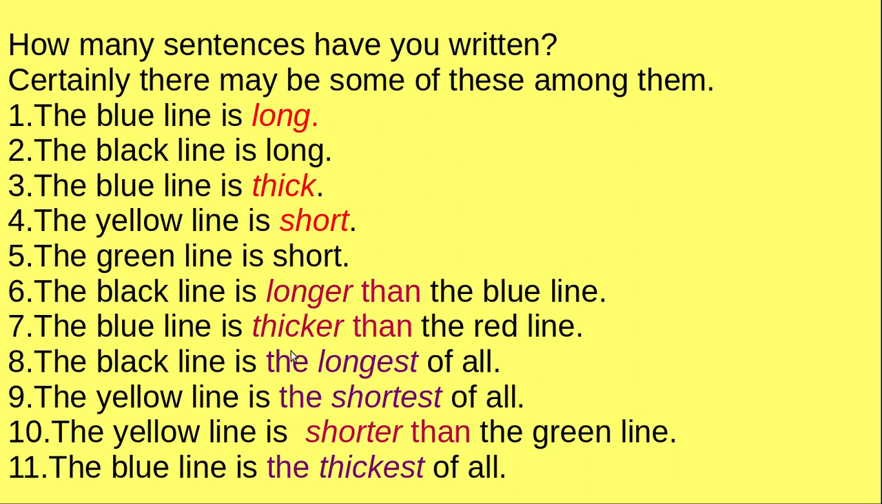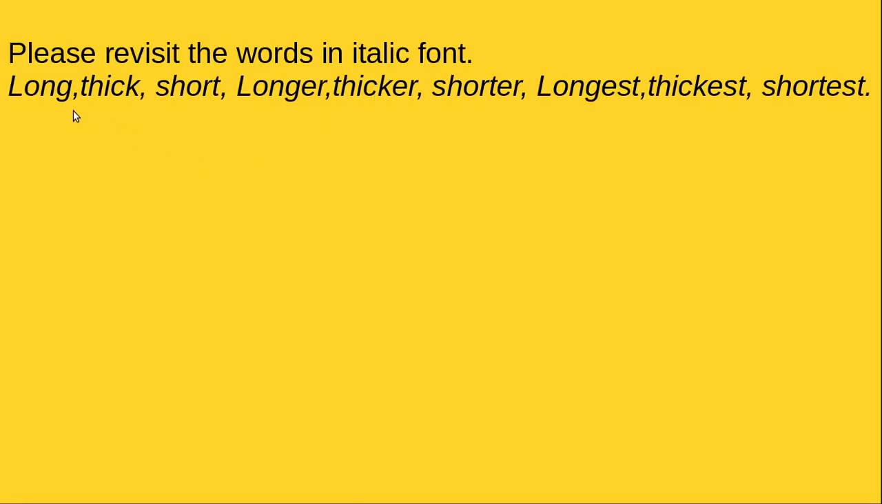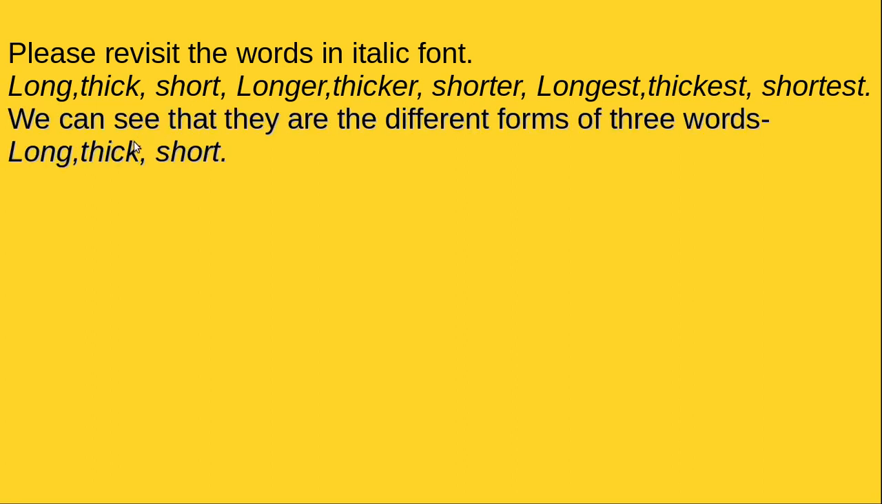Dears, let us revisit these words in italic font. Long, thick, short, longer, thicker, shorter, longest, thickest and shortest. Now we can see that there are different forms of different words, that is long, longer, longest, and thick, thicker, thickest, and then short, shorter and shortest. Okay dears?